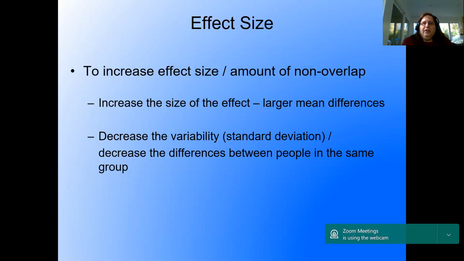So to increase the effect size, to increase the amount of non-overlap, we have two choices. We can increase the size of the effect, which means larger mean differences, or we can decrease the variability, decrease the standard deviation, decrease the differences between people in the same group. So let's look at each of these in turn.